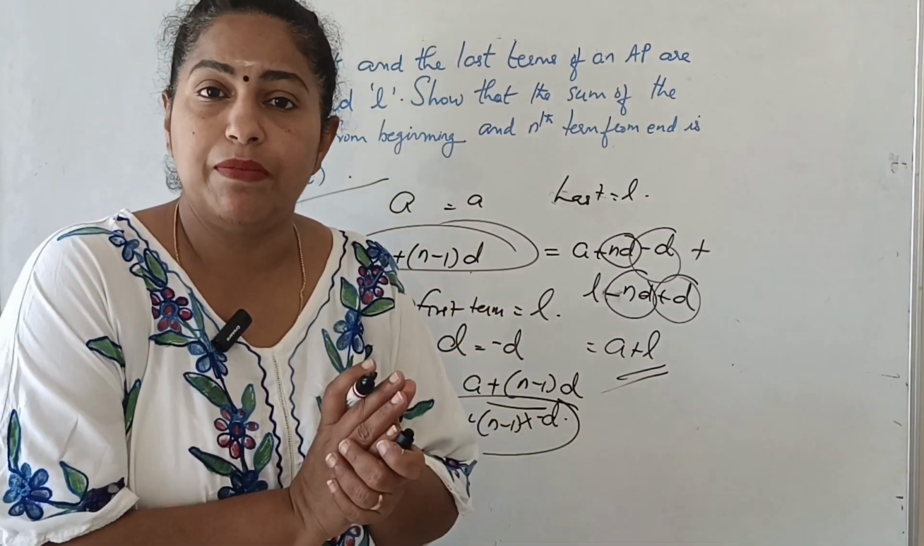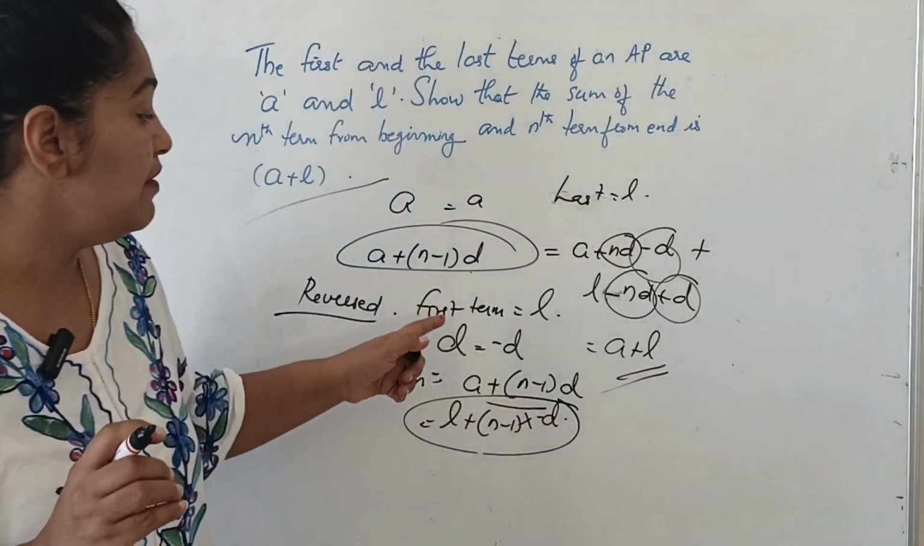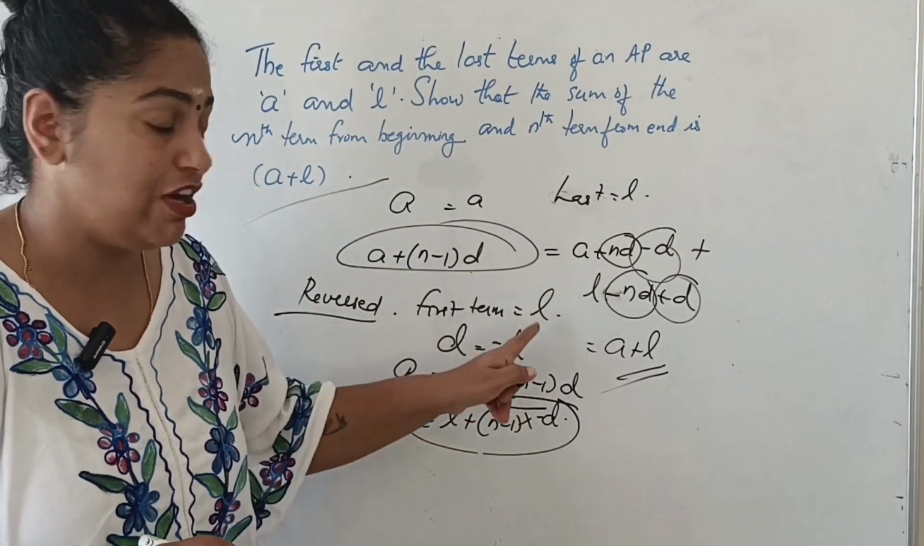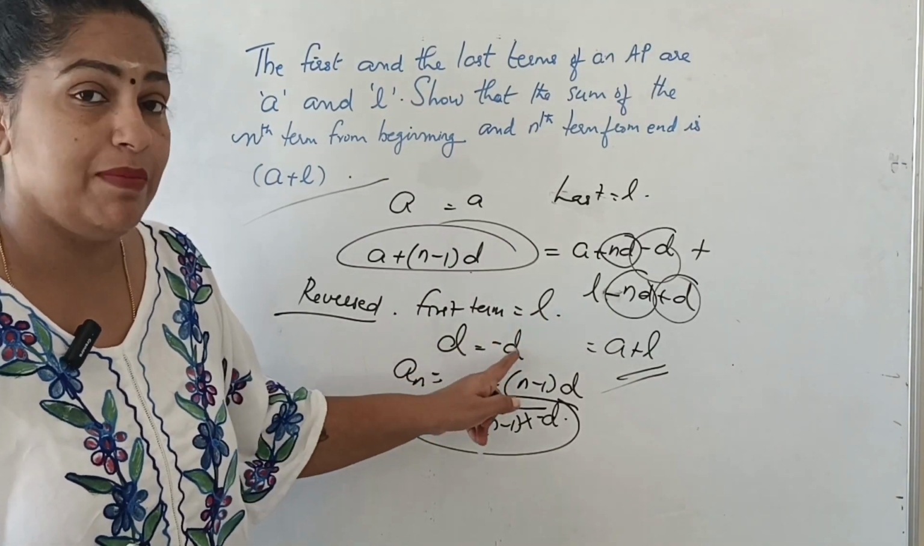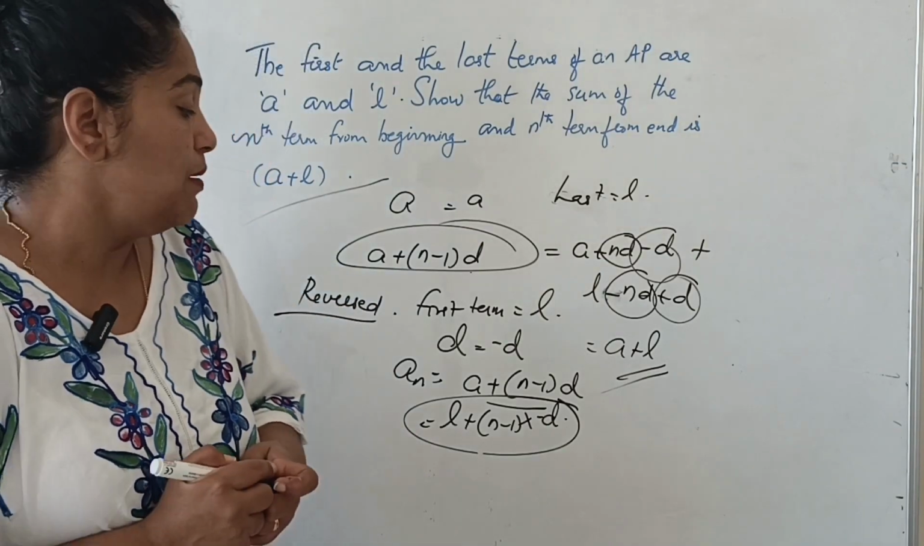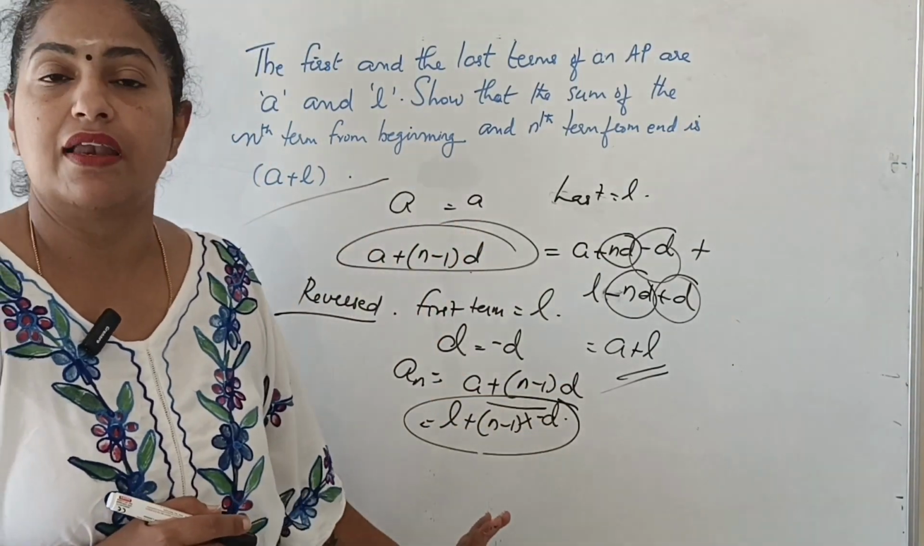Now I reverse the AP because I need to find the formula for the nth term from the end. When I reverse the AP, the first term became the last term of the original AP. My common difference became negative, and I applied the formula for the nth term from the beginning by substituting a as l and d as minus d. And I just added both of them.